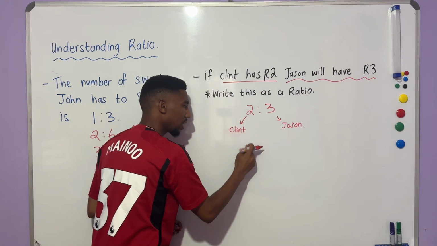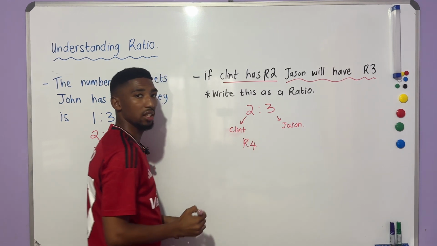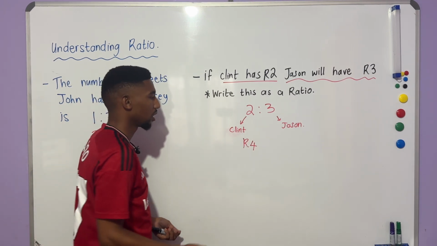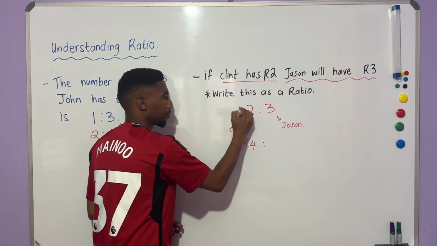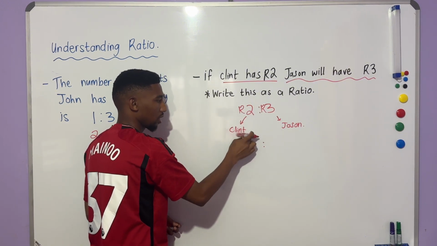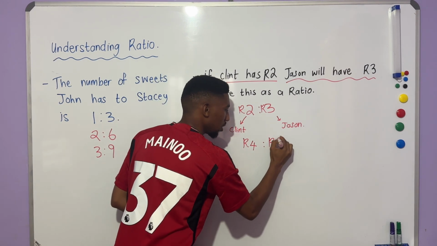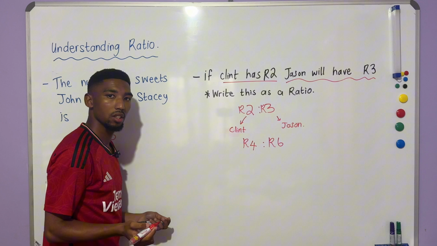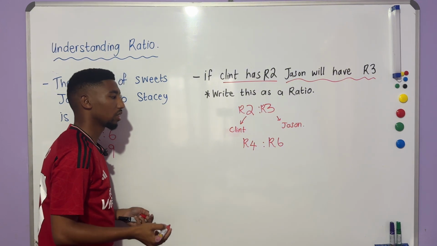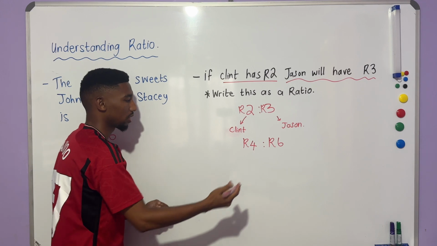But if Clint now has 4 rand on a given day, Jason is going to stay one step ahead. If Clint's doubled, that means Jason will also double. So then Jason will have 6 rand. That is what the ratio is saying. It's a relationship between two of the same quantities.